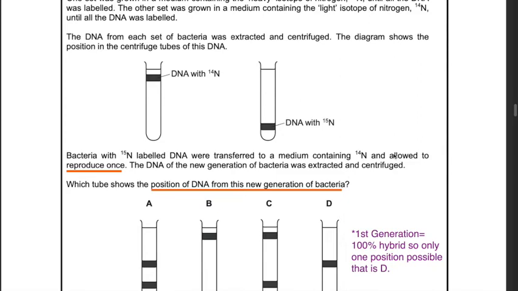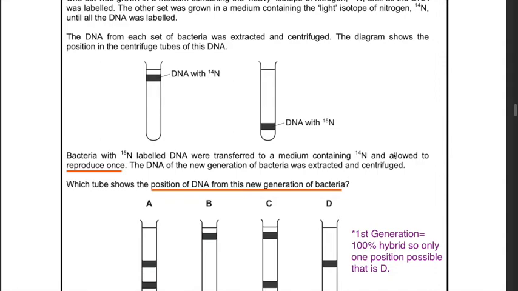So if you recall in the previous questions, after dividing once, what happens? You get 100% of hybrid DNA. First generation is equal to 100% hybrid. So it is only one position that is possible, which is option D, because all the others do not represent the DNA being hybrid. Because if it is hybrid, it will consist of both 14N and 15N strands. That means it will be somewhat towards the middle.